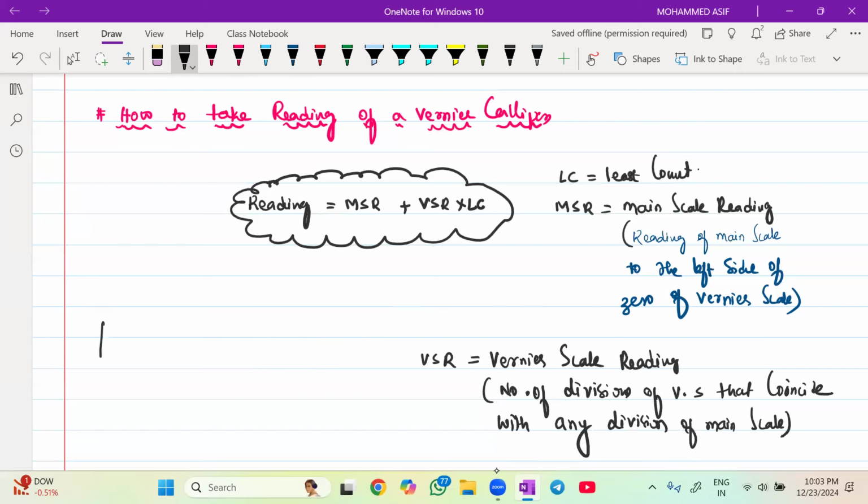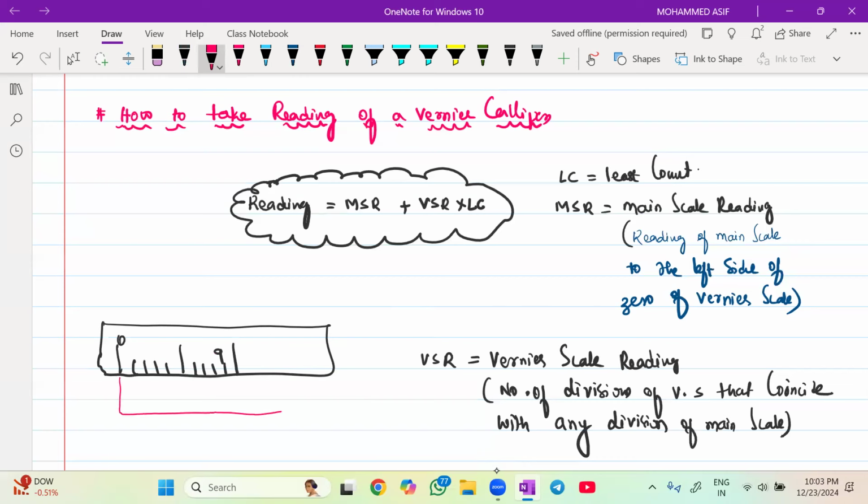I'm telling you roughly, see, this is your main scale. This one is 0, 1, 2, 3, 4, 5, 1, 2, 3, 4, 5. Suppose this one is 9. Down there is a Vernier caliper like this, and here this one is 0 of the Vernier. Then this is 1, this is 2, this is 3, this is 4, this is 5, this is 6, this is 7, this is 8, and this is 9.